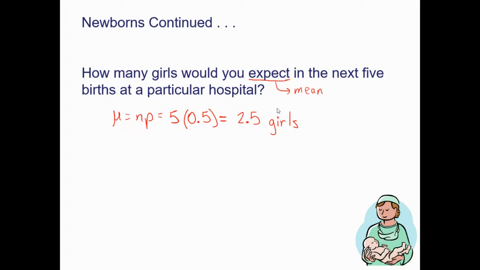I want to know where the 0.5 came from. How can I expect 2.5 girls to be born?